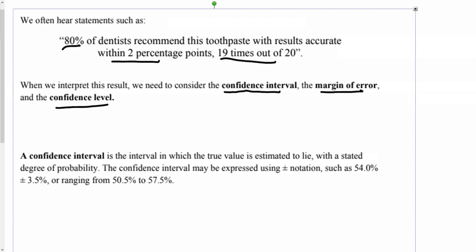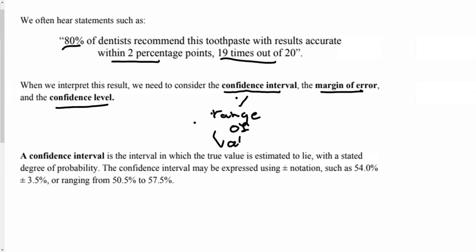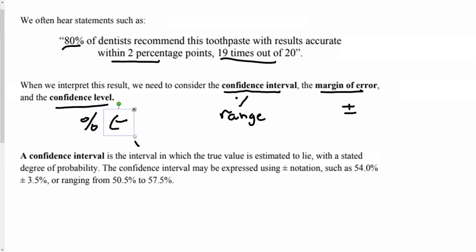So your confidence interval is a range of values. Your margin of error is always depicted with a symbol like this, and your confidence level is usually given as a percentage that you have to find. Okay?